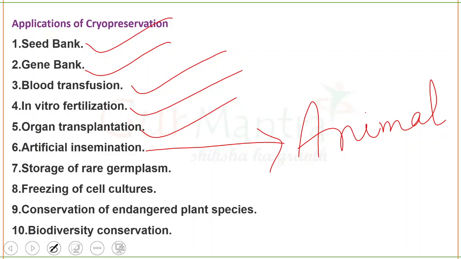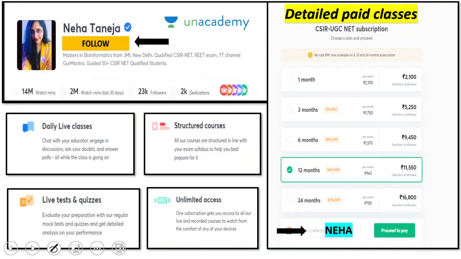Next, storage of rare germplasm, for example, endangered or vulnerable species, freezing of the cell culture materials, conservation of the endangered plant species, biodiversity conservation, all of this. Basically, this can be used in a good way in the cryopreservation for ecological purposes.